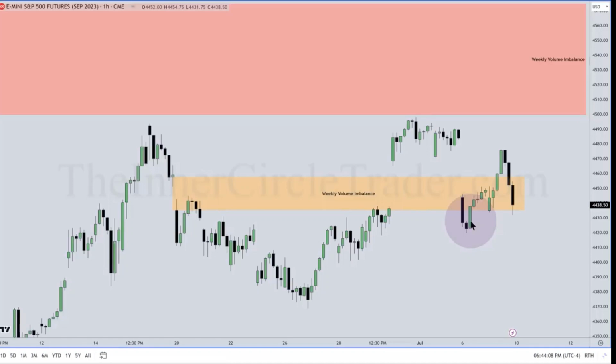So that opening range gap acts and performs in the same manner as we would expect a weekly volume imbalance. Okay, so when we look at price gaps like this, I want you to think about how markets efficiently deliver price.